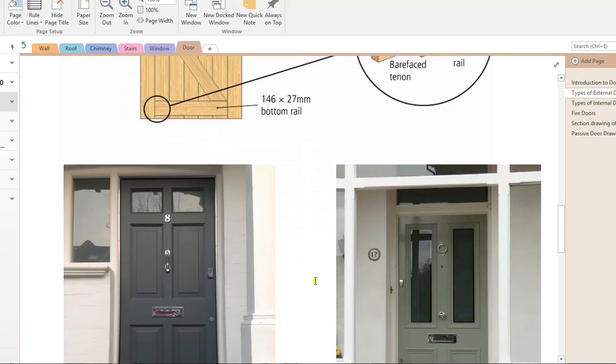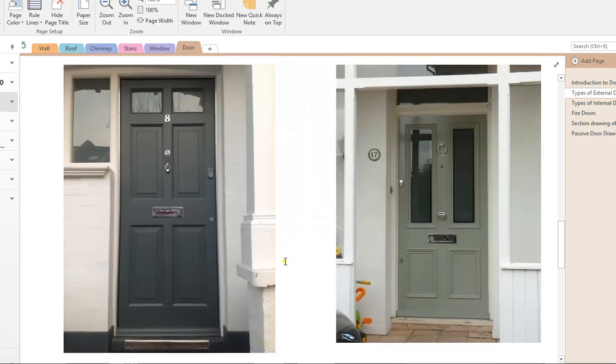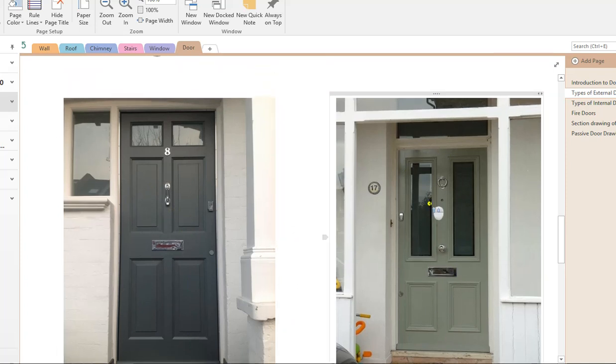Now we have samples of doors. So these are external doors of a house. So what we have here is a 6-panel door. Top 2 panels here are glass, and then we have 4 panels underneath. Now in this door here we have a 4-panel door, and what we have is a fan light overhead.